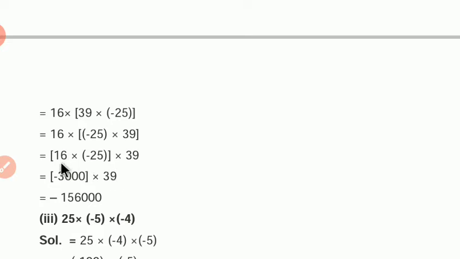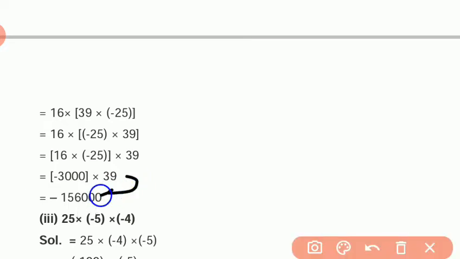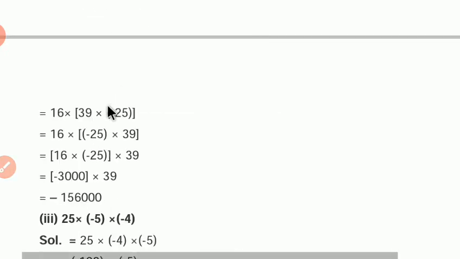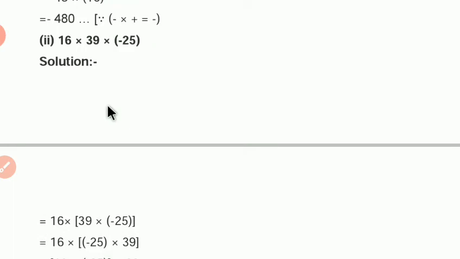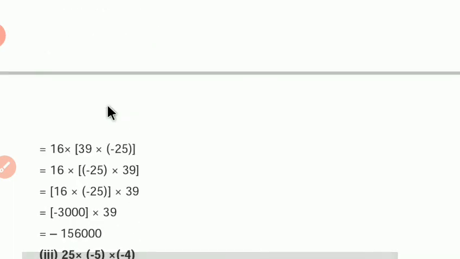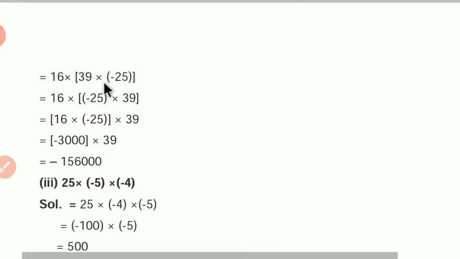If you multiply 39 into 3000, we'll get minus 1,56,000. So this is the answer. If you multiply directly without changing the order, then also you will get the same answer. But here you have to use properties, meaning associative or commutative properties. That's why we have changed the order of the numbers or integers.